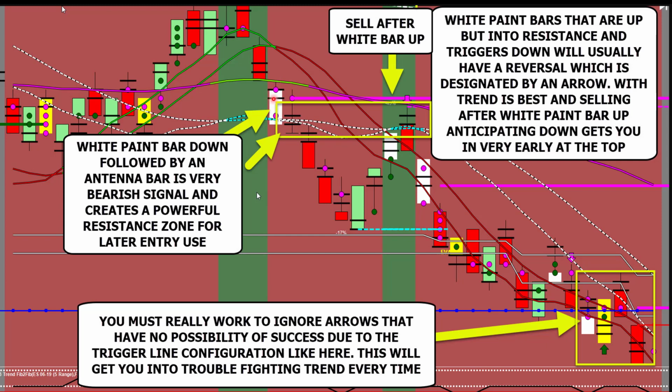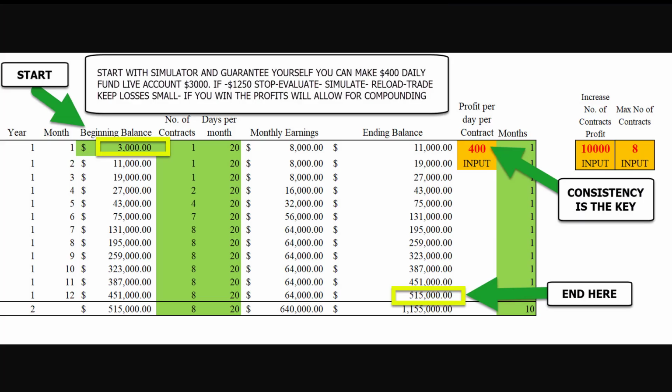Again, if you're looking to go short, the white paint bar down and further price bars down are going to generate this magenta line. As you're trading into the spots, you're going to be able to go short. And then ultimately, if you have a white paint bar going down into a fib support, it's usually a good spot to take profit, not go long. You must really work to ignore signals that have no possibility of success due to the trigger line configuration. We want the fibs and triggers to help us at all times.